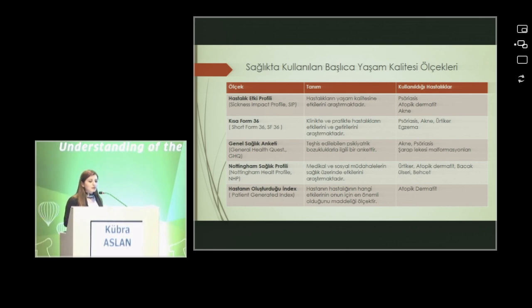General Health Questionnaire, you can reach its Turkish form. It is about diagnosed psychiatric disorders. It is used for malformations. Nottingham Health Profile is used for the medical intervention on the effect of life. Atopic dermatitis, in Behçet's disease, we are using them. The indexes of the patients are different from the indexes that I have mentioned to you. The most troublesome aspects are listed in this scale, and this scale is a patient-centered scale.